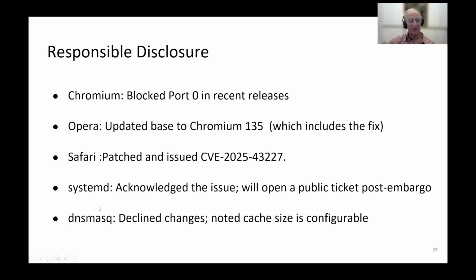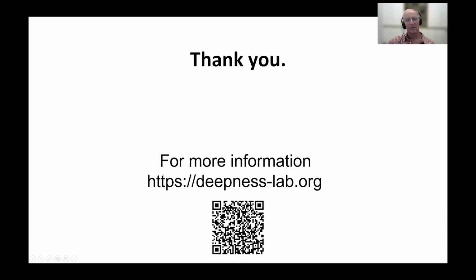dnsmasq, the manufacturer of the forwarders on home routers, declined to make changes at the moment and suggested we increase the size of the cache. Increasing the cache size on the forwarders is not so easy because the cache memory on home routers is very expensive and comes in hardware units.